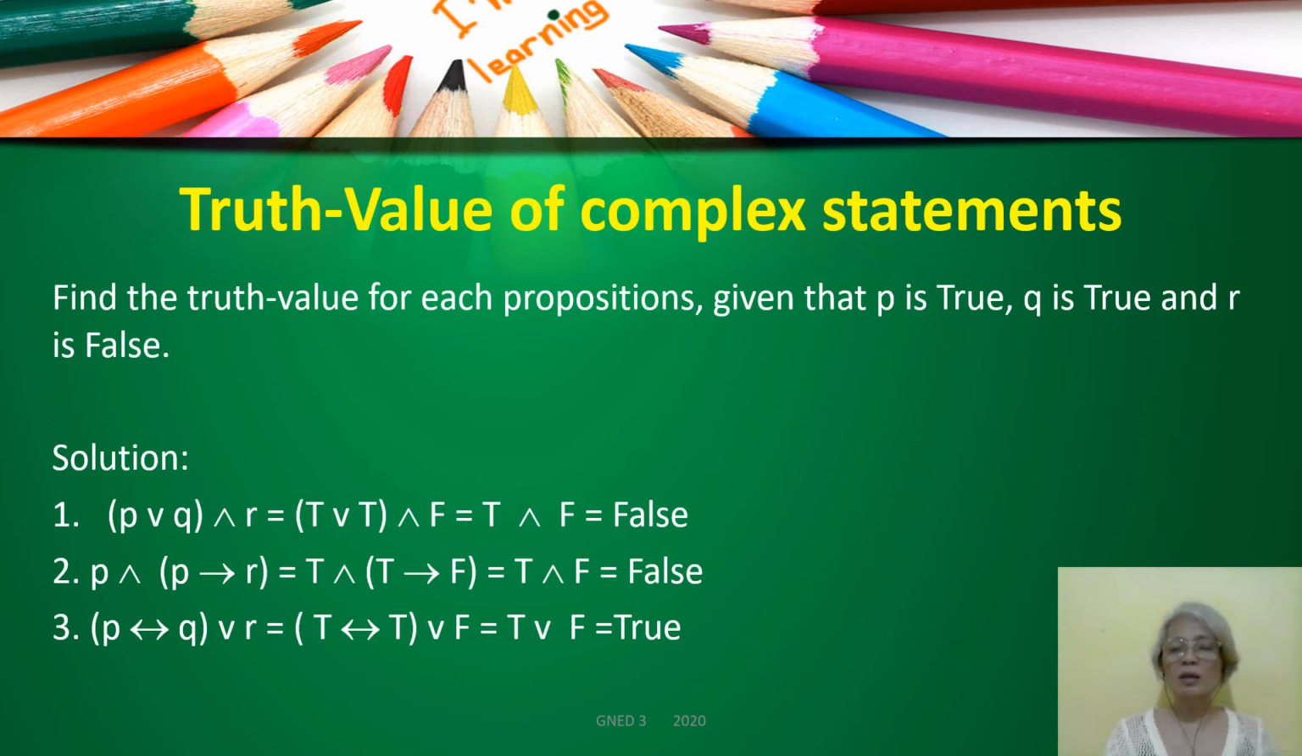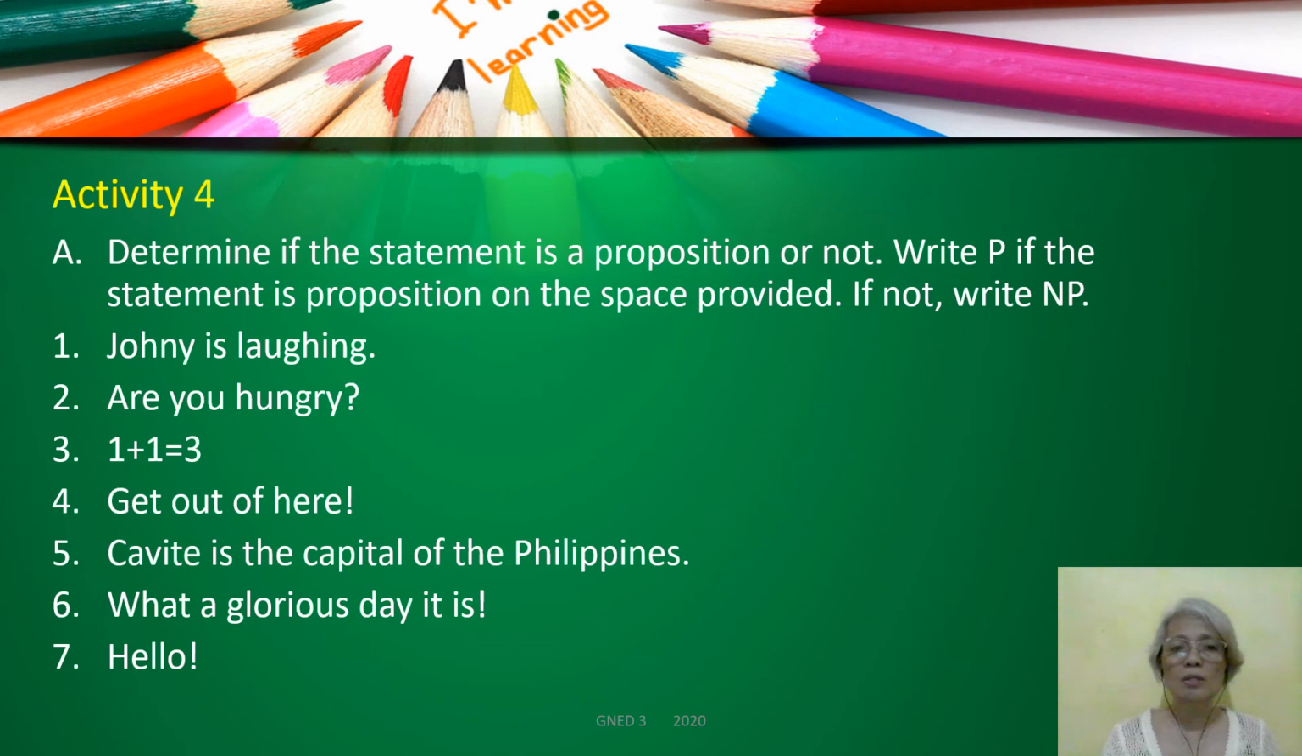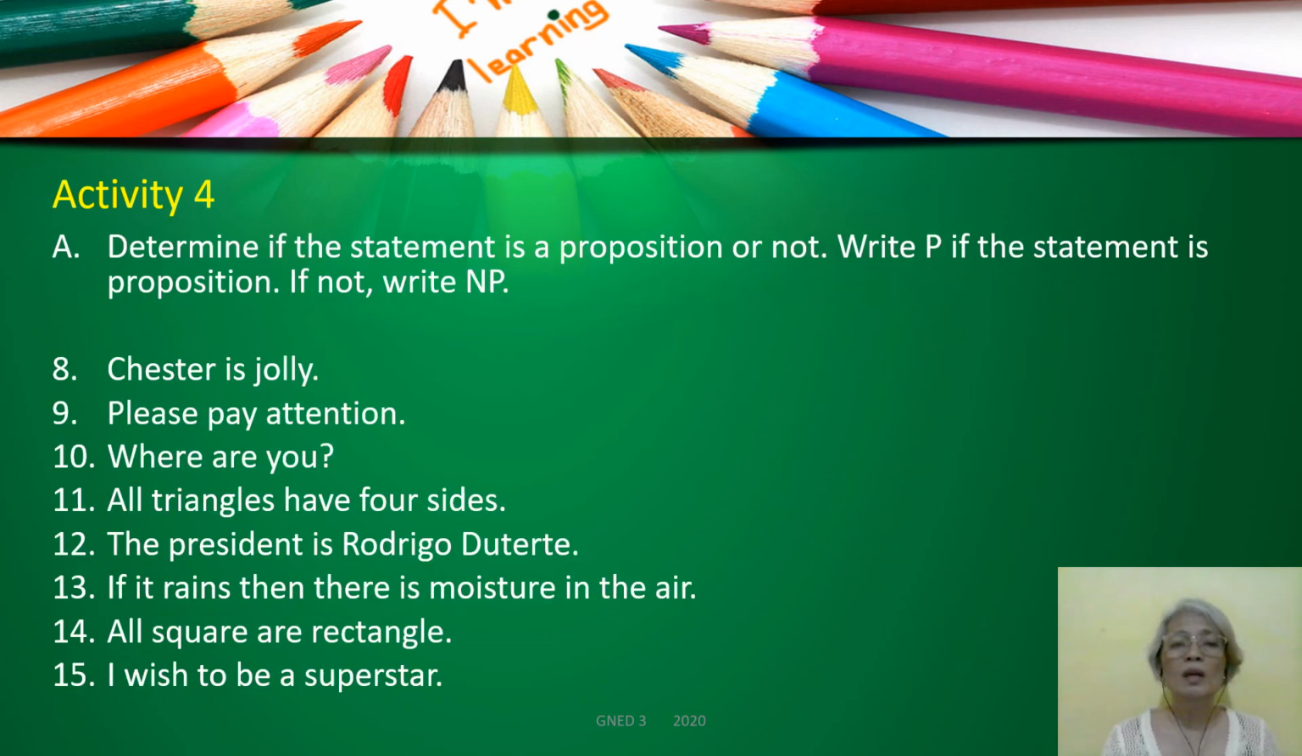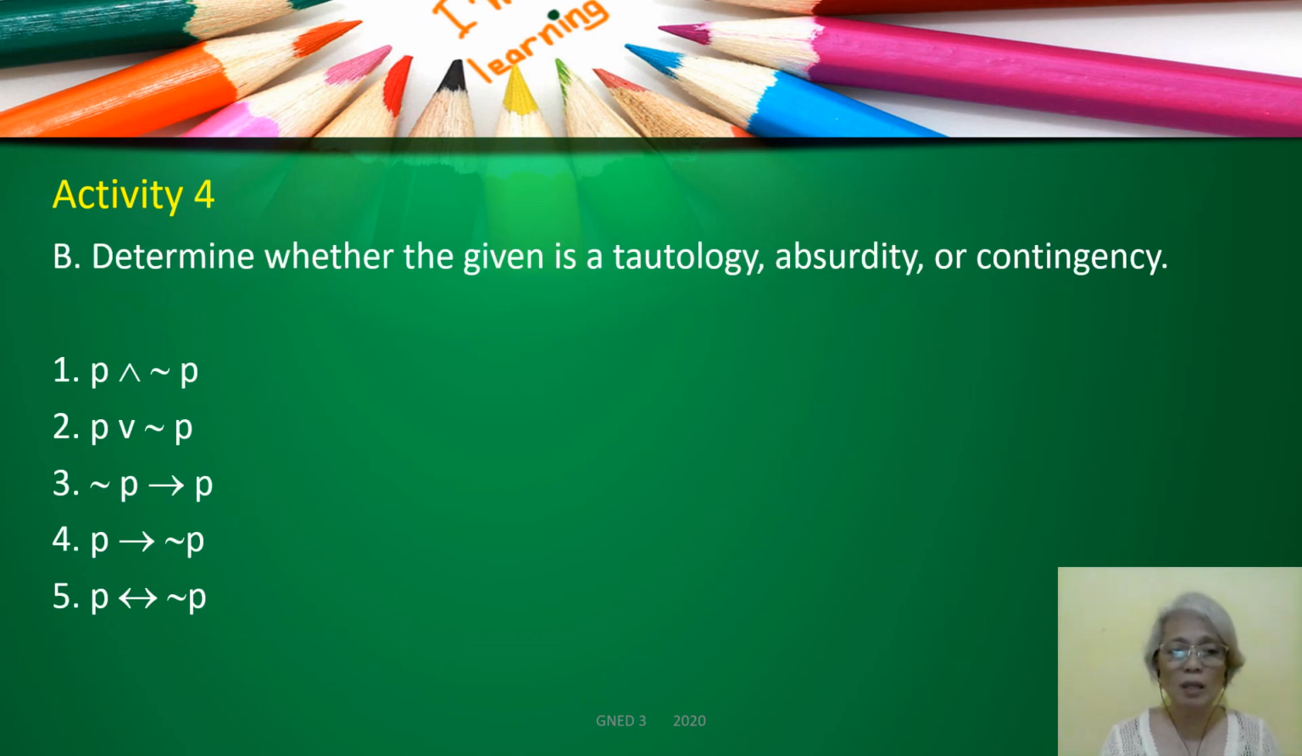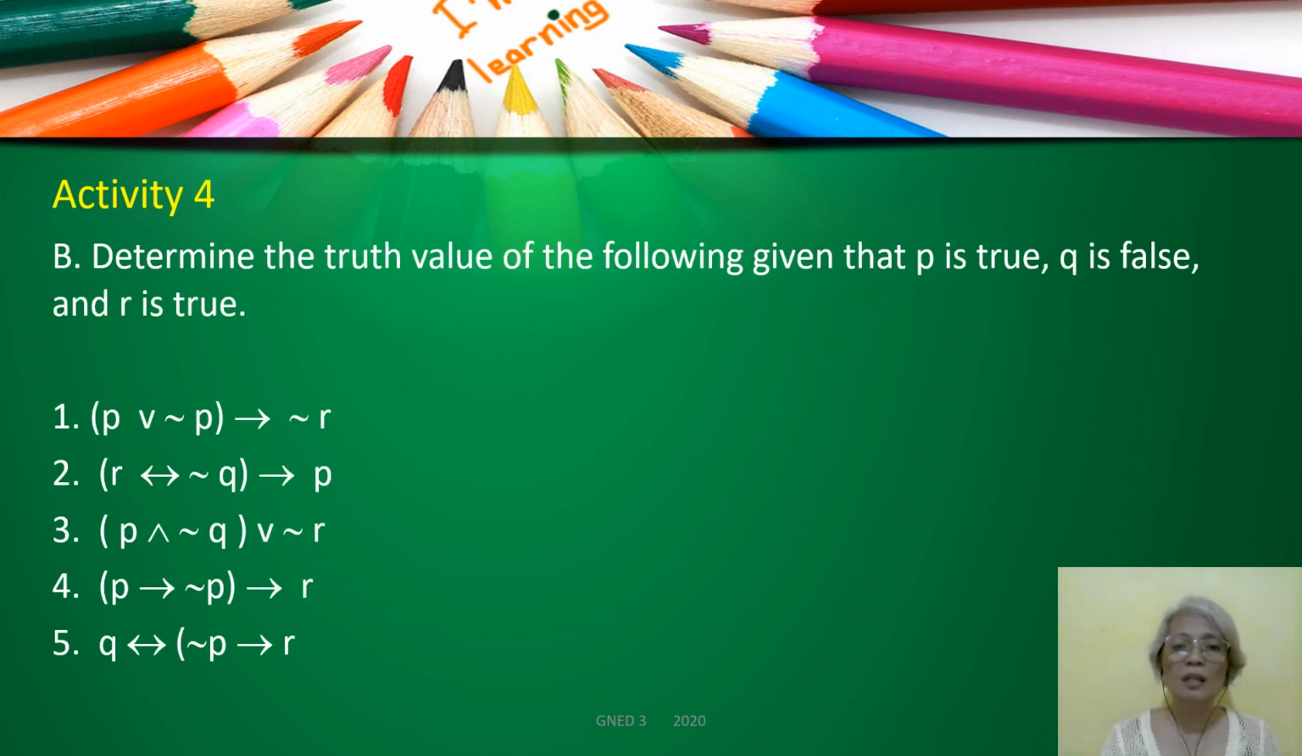So that ends our lecture today. Next is your activity. You have to determine the type of proposition: is the statement a proposition or not? And then you will determine if the statements are tautology, absurdity, or contingency. And the last one, you will determine the truth value, given that P is true, Q is false, and R is true.